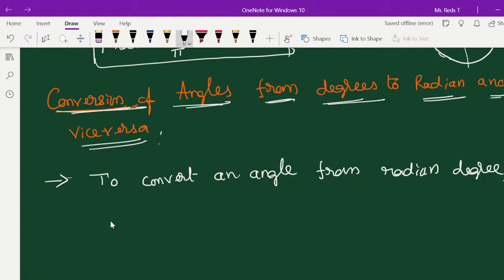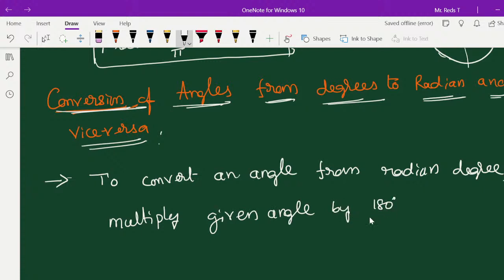multiply the given angle by 180 degrees by pi. So to convert an angle from radians to degrees, like pi by 2 radians, pi by 3 radians, pi by 4 radians is given, if you want that particular value in degrees, multiply that with this, and whatever value you obtain will be the final angle in degrees. We are trying to convert an angle from radian to degree.